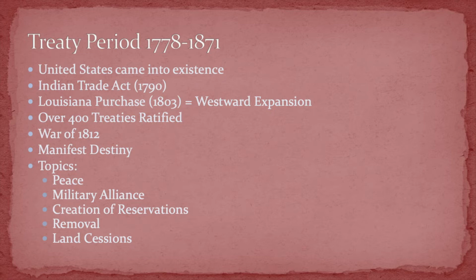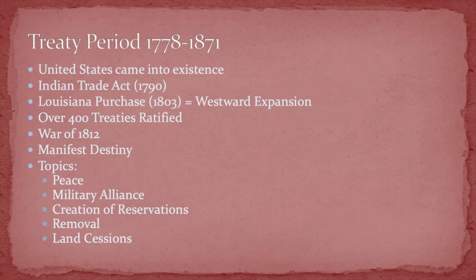During this time, we have the Louisiana Purchase in 1803. So we think about that. So there's a westward expansion. We're coming from the colonies and settlers are moving west. And as we go through this timeline, you'll see that there's some overlaps in time periods. And that's because we have a lot of different things going on over time. During this treaty period, over 400 treaties were ratified. That's a lot, and they covered a lot of things.